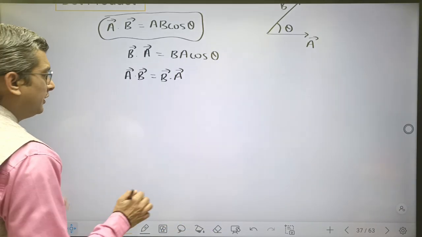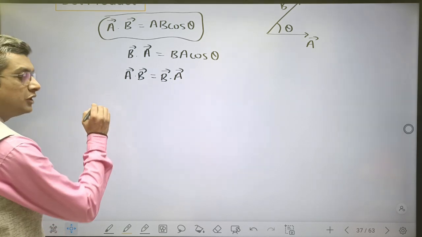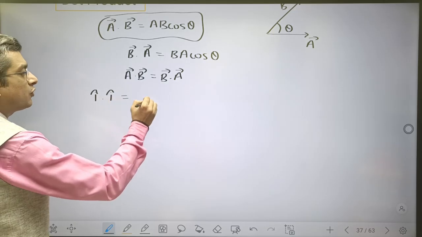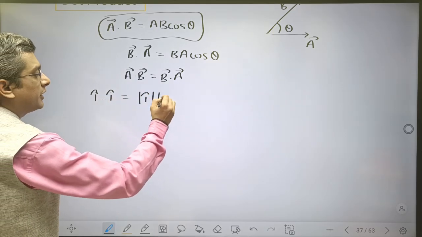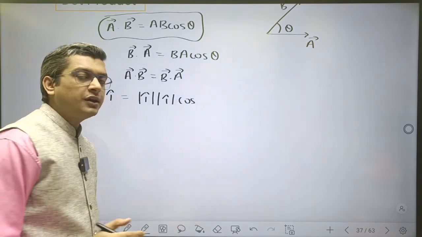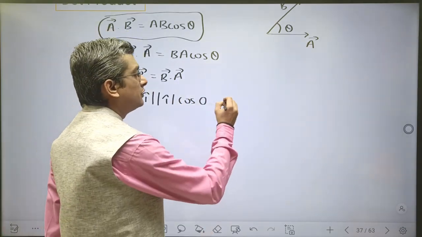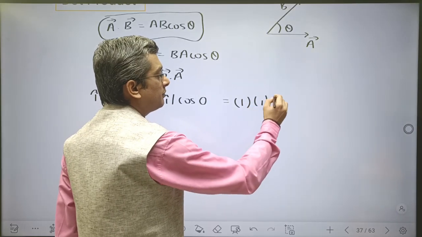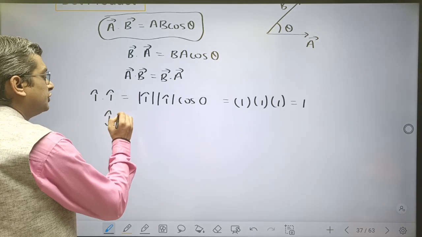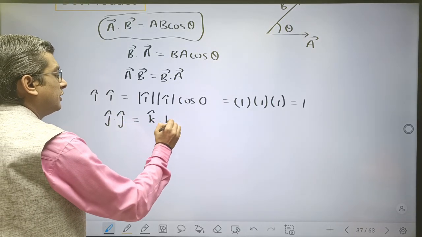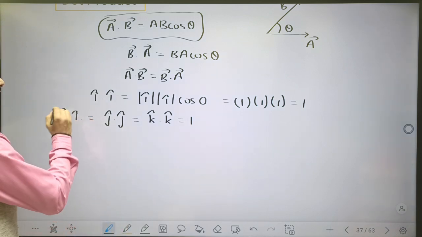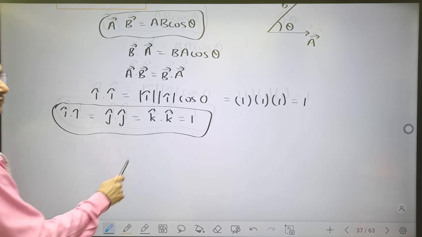Now, let us take the dot product of unit vectors. If I write i dot i, what happens? Magnitude of the first vector, then magnitude of the second vector, and the angle between the two. Since both are i cap, the angle between the two is 0. The magnitude of i cap is 1, cos 0 is 1, so i dot i is 1. Similarly, j dot j and k dot k are also equal to 1. So when a unit vector is multiplied by itself, it gives the value 1, isn't it? So this is the key point.